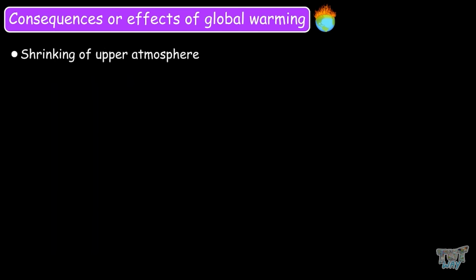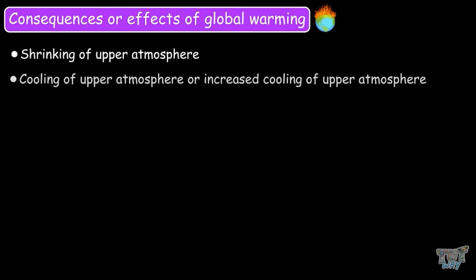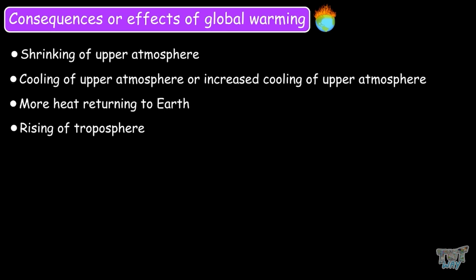Shrinking of the upper atmosphere. Increased cooling of the upper atmosphere. More heat returning to the Earth. Rising of the troposphere. So, these are some of the consequences of global warming. We will learn about these consequences in detail in our next section.